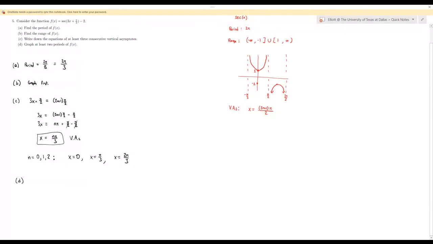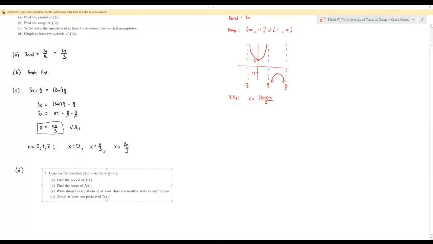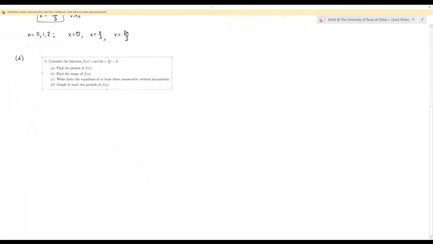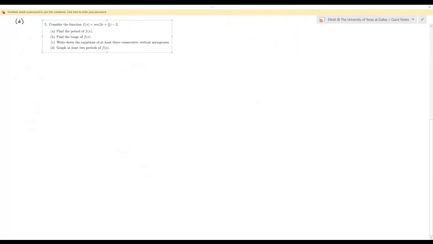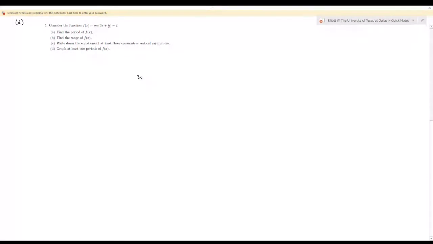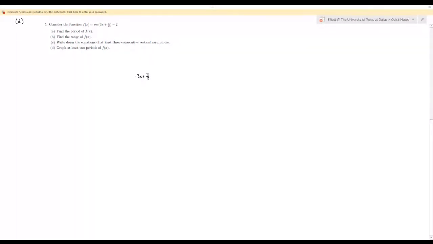Now let's talk about actually graphing this function. I'll do something similar to what we had before, where we'll create a little table. To start with, I'm going to create a column for whatever is inside of our function, so 3x plus pi over 2.